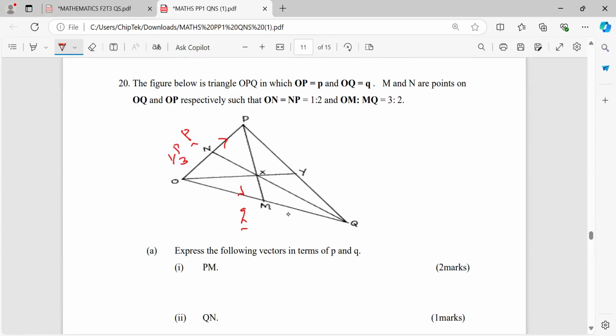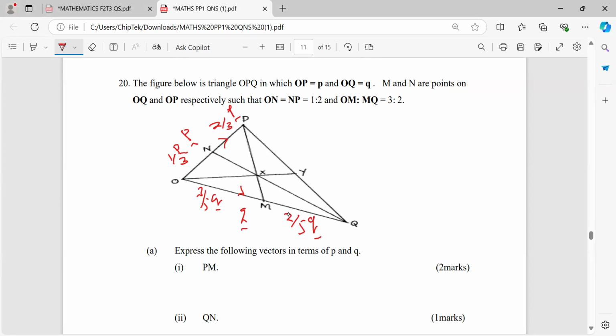Sawa. 1/3 P na hii ni 2/3 of P. Kumbuka ni 1:2, so 1 plus 2 ni 3, ndio hiyo 3. So 1/3 P na 2/3 P. And OM to MQ ni 3:2. So hapa itakuwa 3/5 of Q, hapa itakuwa 2/5 of Q. Hapa tutaelewa. So question ya kwanza umeambia express the following vectors in terms of P and Q.